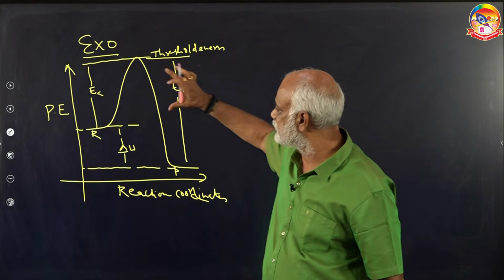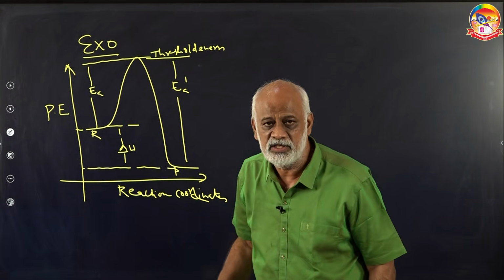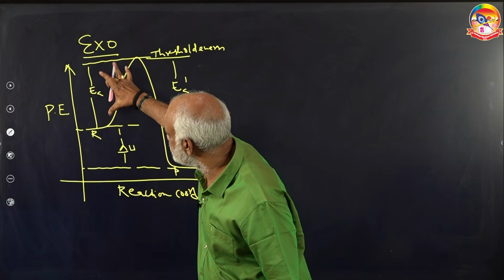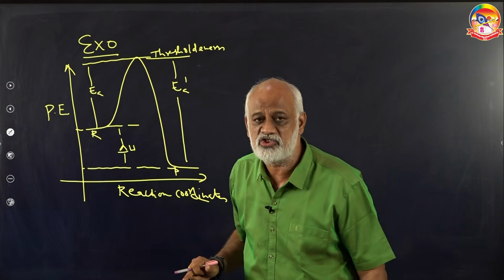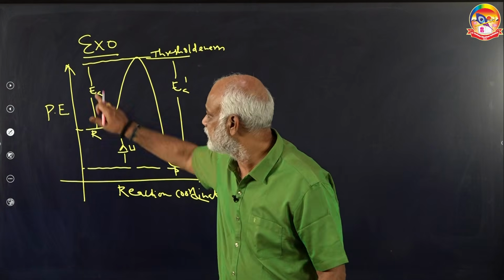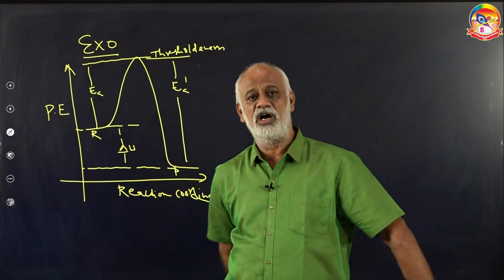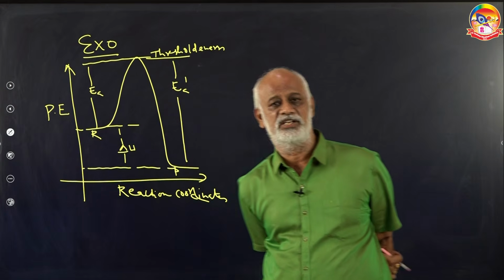Is threshold energy. How much less does it have? It has this much of energy it has to achieve. So, what is the extra energy that must be gained by it? EA. This EA is called activation energy.